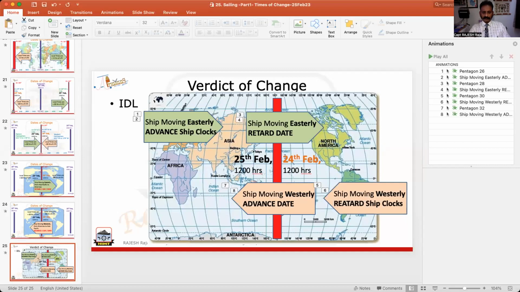I'm just keeping this picture again for a little while so that in case you want to completely come out of your confusion, it is there. So whenever you advance and you cross the date line, you retard a date. Whenever you retard your clocks and cross the date line, you will be advancing. So two opposite things you will be doing. So this is the whole principle or concept of changing the ship's clocks.